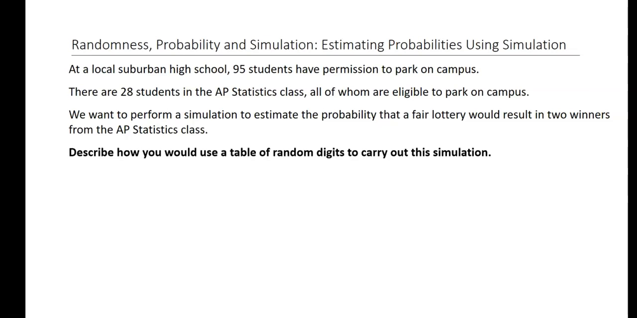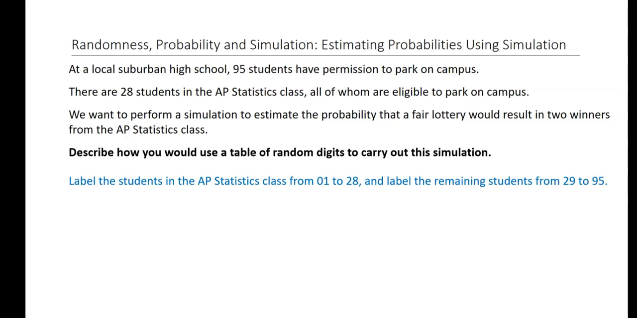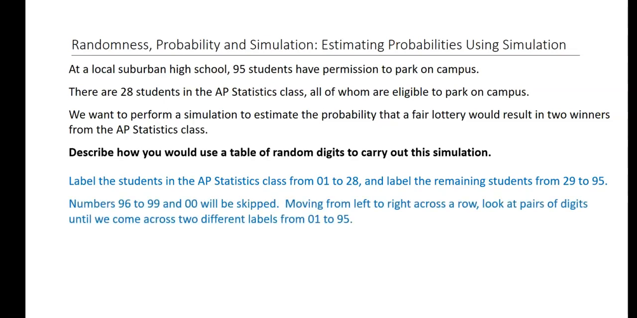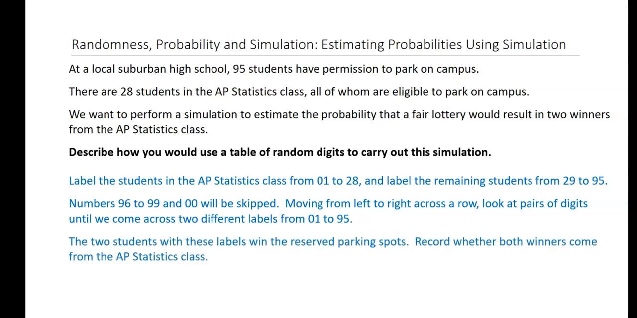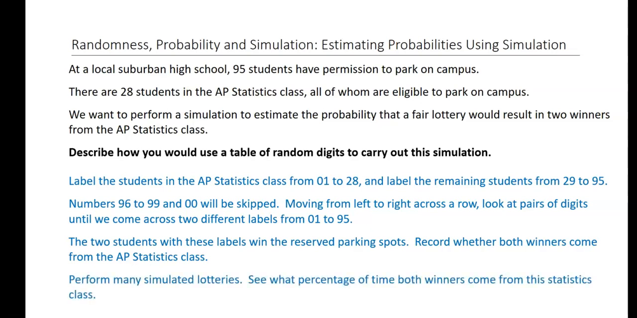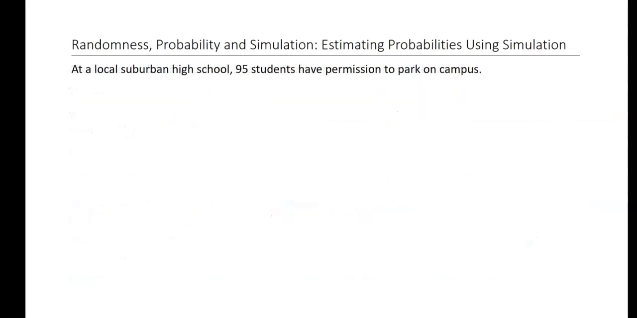Describe how you use a table of random digits to carry out the simulation. So label the students in the class from 1 to 28 and the remaining students from 29 to 95. Numbers 96 to 99 will be skipped, and 00, because we don't have students that represent those numbers. Moving from left to right, take 2 digits at a time until you come across 2 different labels from 1 to 95. The 2 students with those labels will win the reserved parking spots. Record the winners.